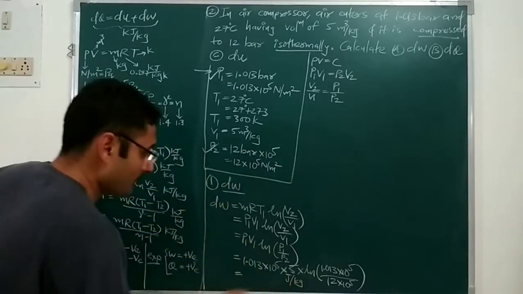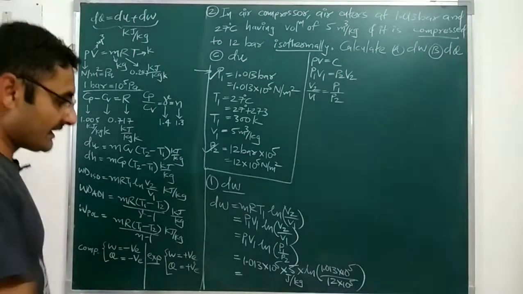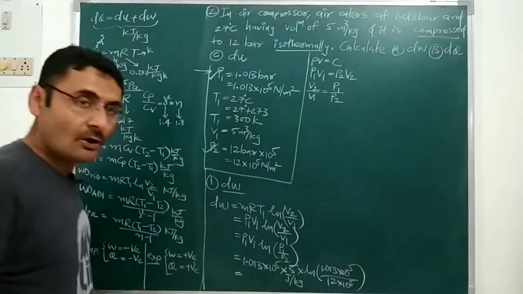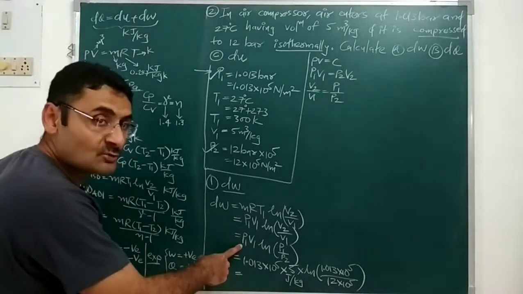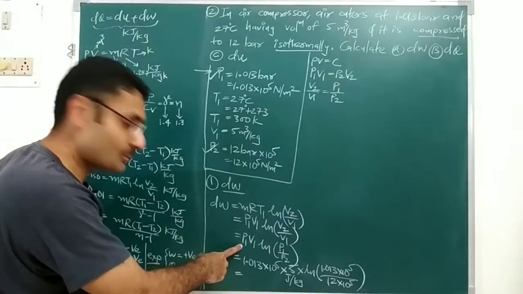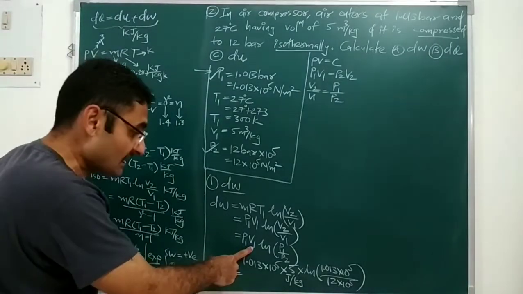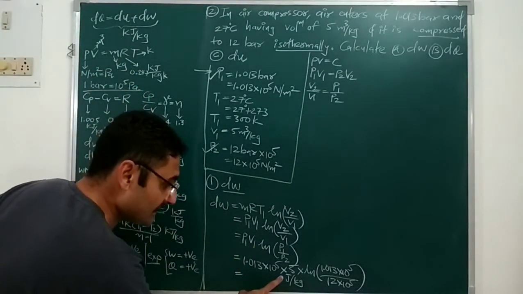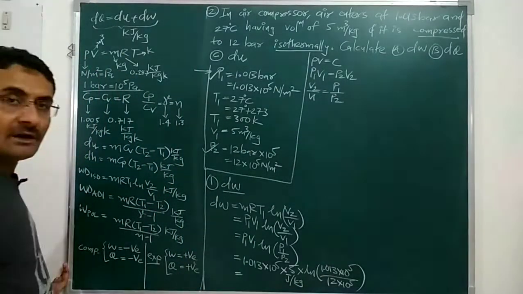kg. Per kg, why am I writing? Because mass of air we don't know. So we are calculating the answer for 1 kg of air. And why joule? Why not kilojoule? Because over here pressure is in terms of Newton per meter square. It is not in kilonewton. Also volume is in meter cube. That means the kilo term is not present. So in the final answer, whatever you will get, the kilo term will never be present. So you will get the answer in joule per kg.